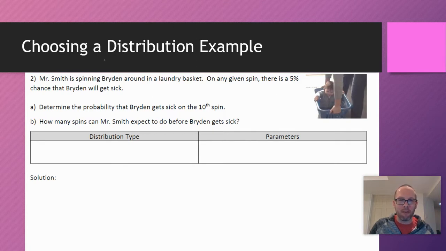So I'm spinning, let's say I spin Brian around in a laundry basket. And let's say in any given spin, there's a 5% chance that he'll get sick. So in part A here, we're spinning him around 10 times.